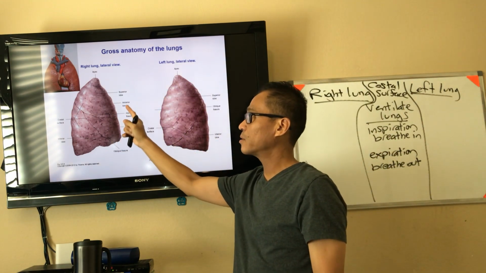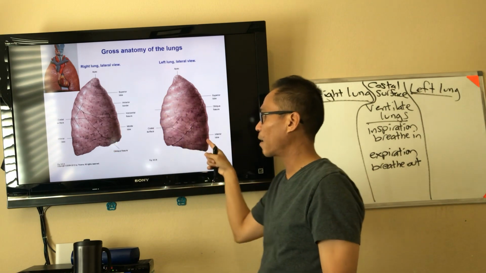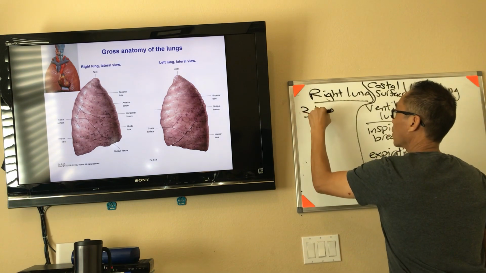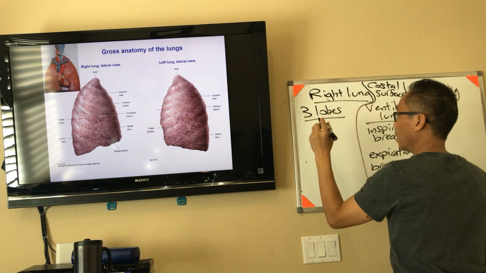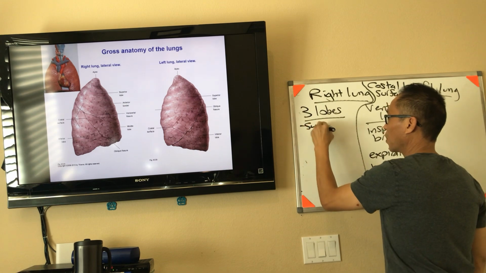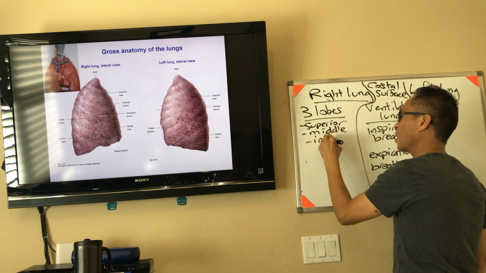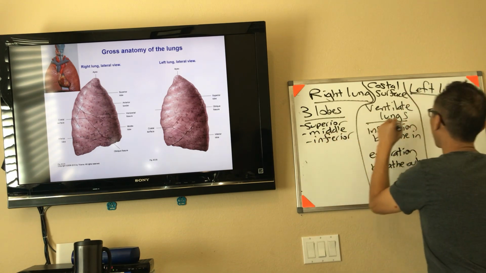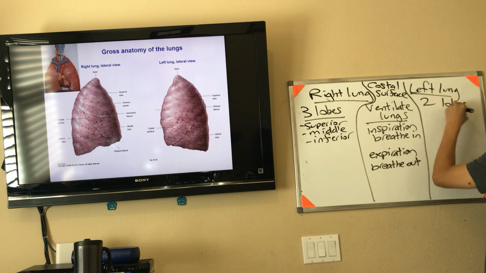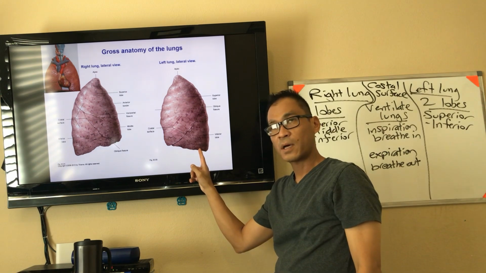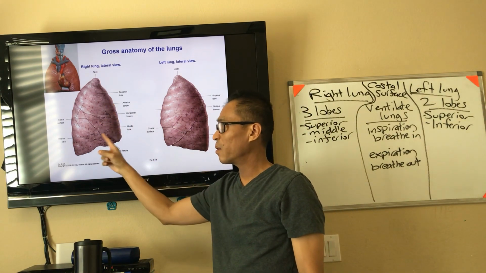The right lung has 3 lobes, 2 fissures. The left lung has 2 lobes, 1 fissure. The 3 lobes are superior, middle, inferior. And for the left lung, the 2 lobes is just superior, inferior. So be able to identify superior, inferior lobes on this side, and on the right side, superior, middle, inferior lobes.